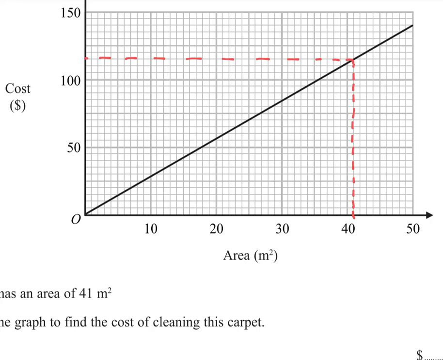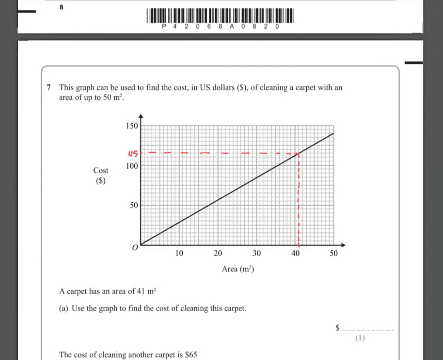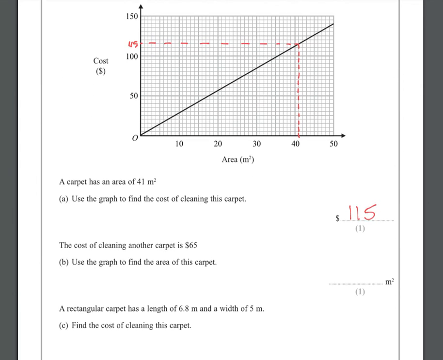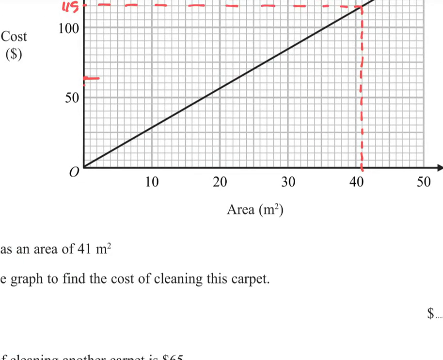So we've got to work out what this is going up in. So 100 to 150, so that's going up in 10, so 110, 115. 115, so let's write that in. Okay, and then the next one, cost of cleaning is 65. Use this graph to find the area, so 50, 55, 60, 65 is there. Again, 65 is there.